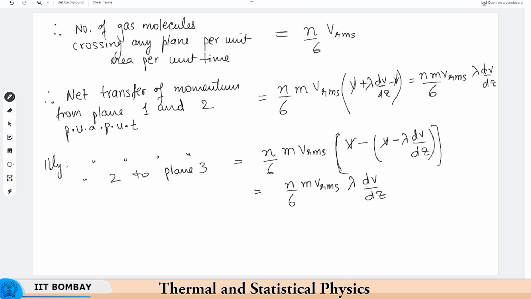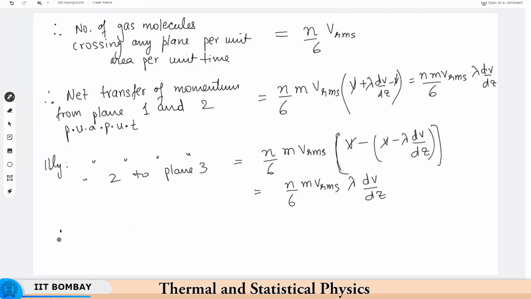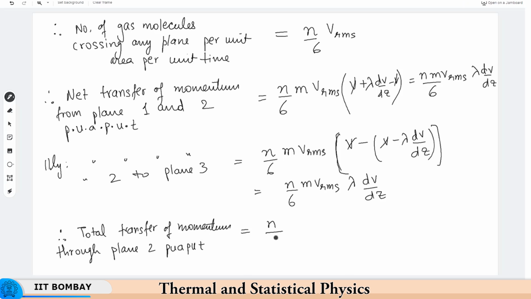Okay. So what will be the total momentum transfer? That will be this plus this, right. So therefore the total transport or transfer of momentum through plane 2 per unit area per unit time. This is just a way of writing that. So that is basically the sum of these two terms, and it will be n by 3 m times V RMS times lambda times dV by dz.